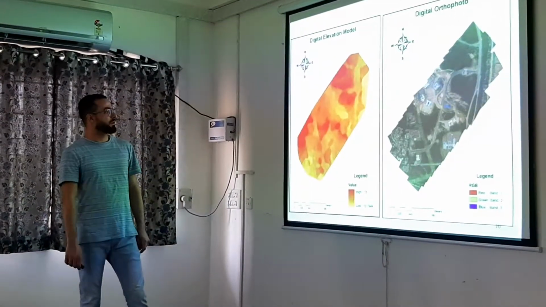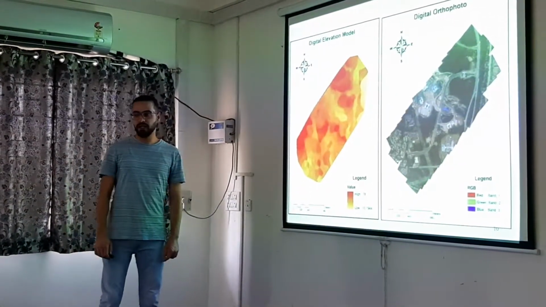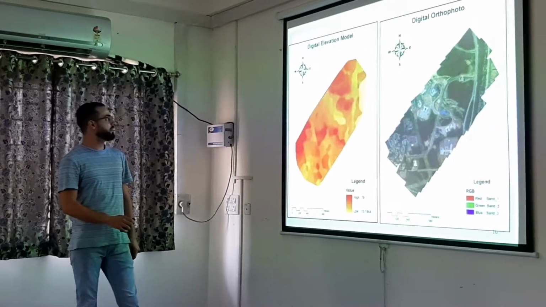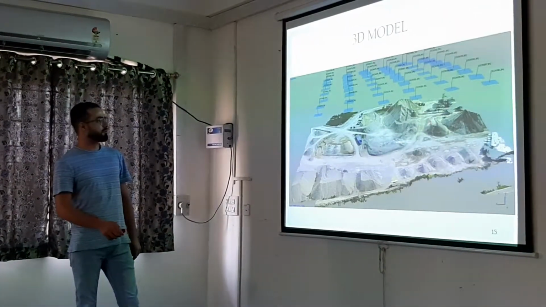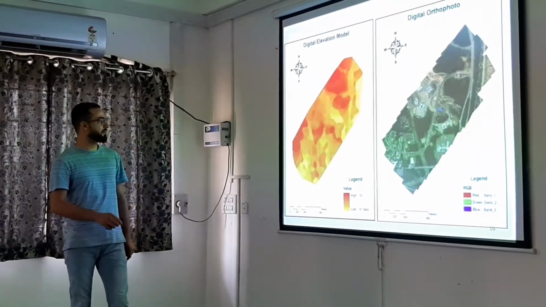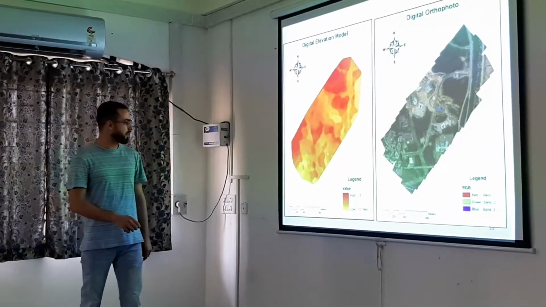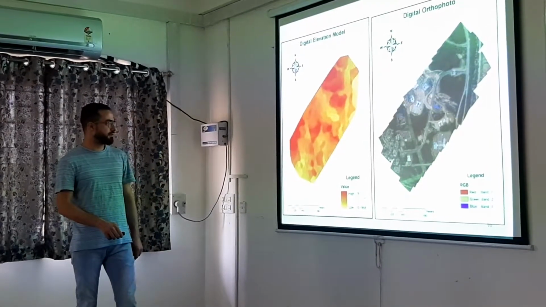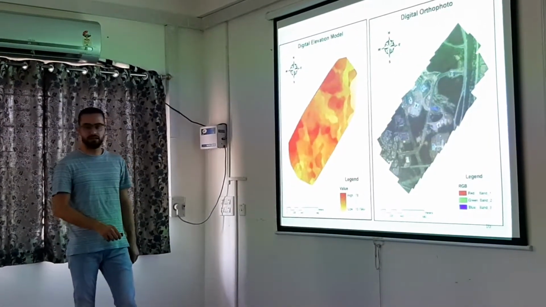So, at the final stages, what we can produce is a digital elevation model, because in what we showed you, we have the heights. So we can produce a digital elevation model, which is a map that represents the heights. We can see the yellow color is the lowest point and the red is the highest point.